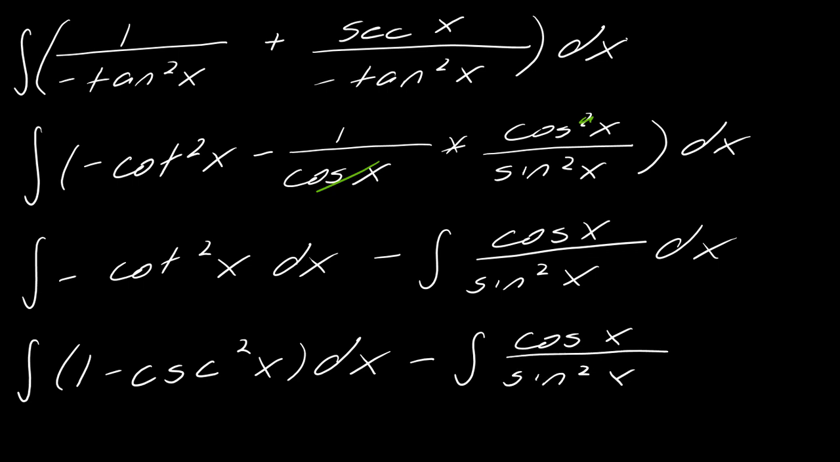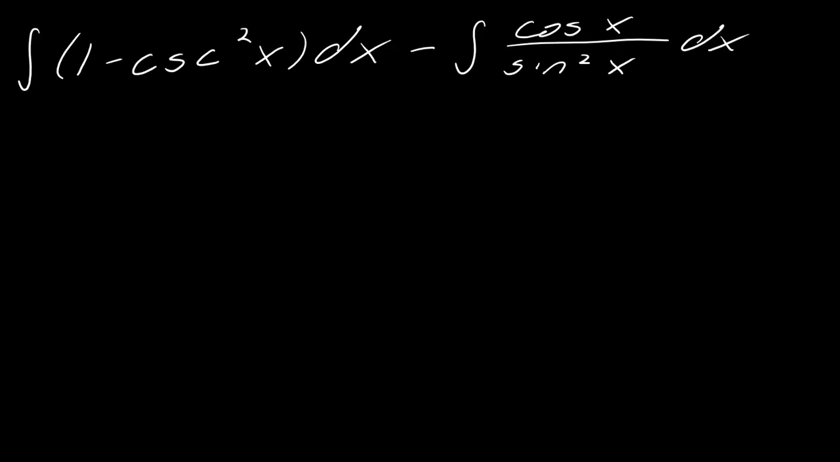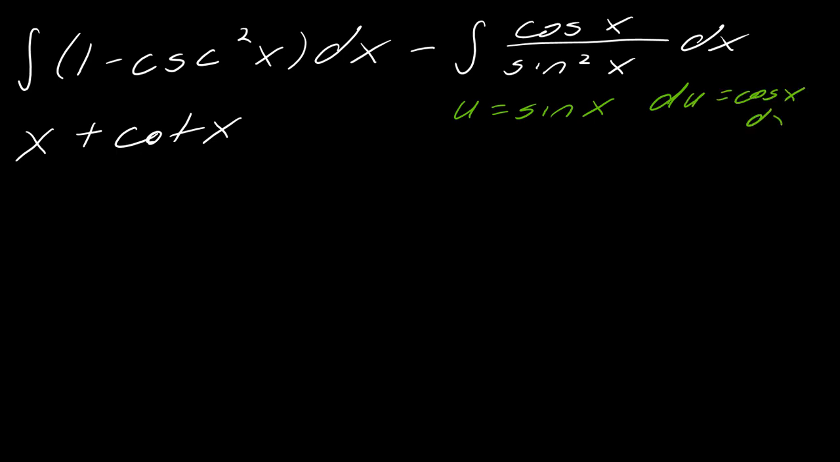Okay, so let me make some space. Now let's just integrate this part here. So this will be x plus cotangent x. So that part's done. And for this other part, my u will be sine x, so then my du will be cosine x dx. So let's see, I'll evaluate this integral right here.